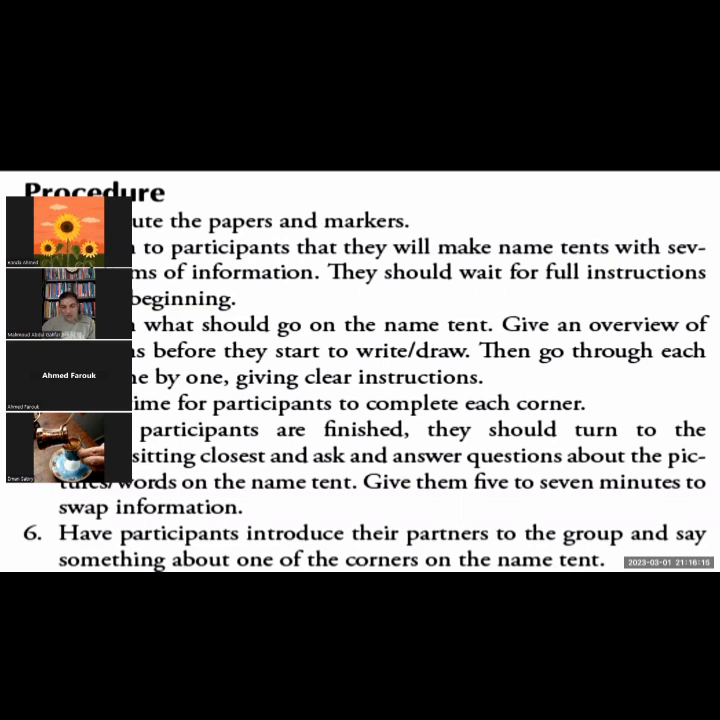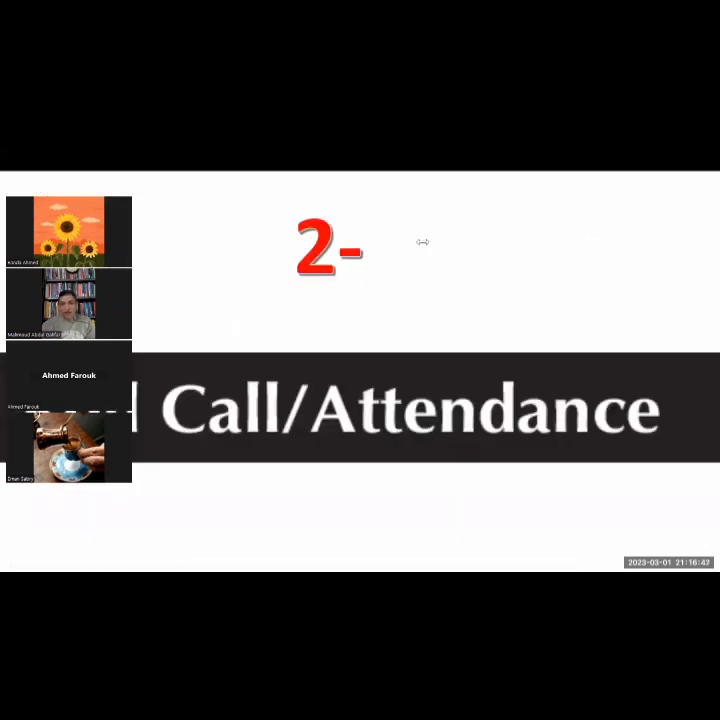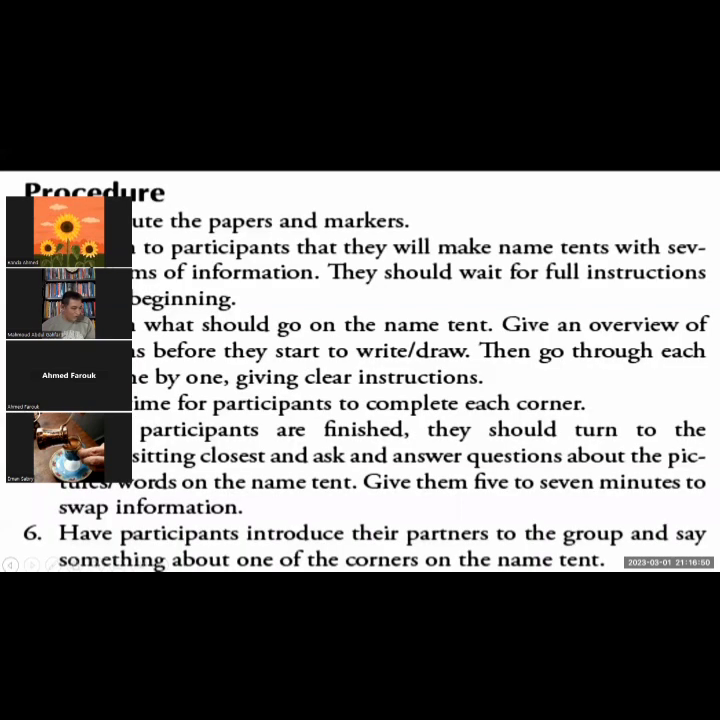In number 5, when the participants are finished, they should turn to the person sitting beside them and ask. So they have to look at each other. For example, what have you written? Your name, I know that your name is Ali. So he will not look at the name, he will look at the animal that he has written beside the name, or the hobby that he has written beside the name. And this is very important. They will discuss what's your favorite hobby, for example, or what is your favorite animal. It's very important. Okay, so in the last step here, have participants introduce their partners.